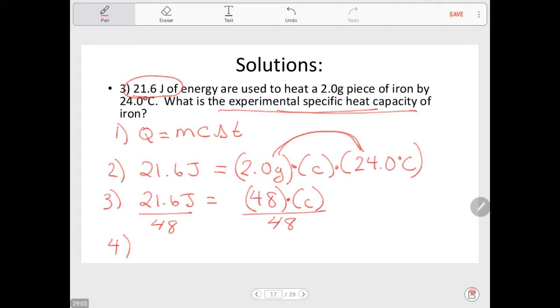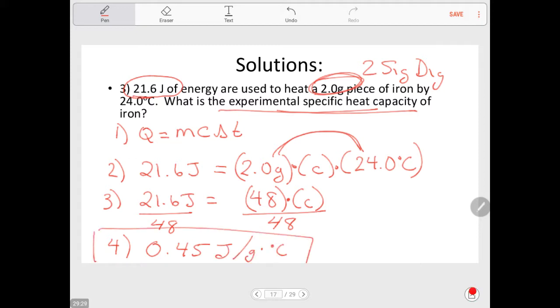So I'm going to go 21.6 divided by 48. It gives me an answer of 0.45. Now with significant digits, oh, actually that's good. Look, that's 2 sig digs right there. And this is in 2 significant digits already. Our units for specific heat capacity never change. That's going to be joules per gram times degrees Celsius. Done. That's a good one to know. A little bit of algebra.